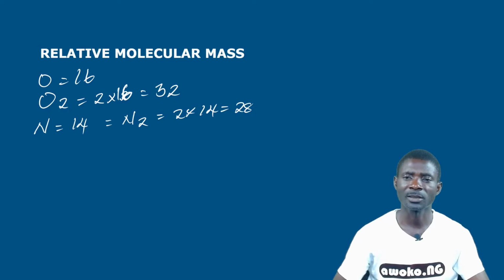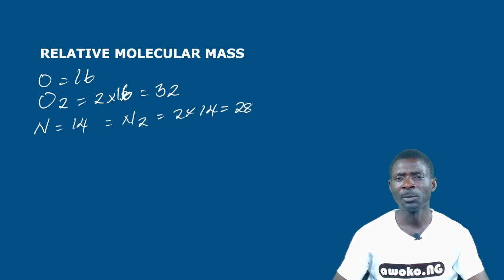Now let's take a look at relative molecular masses of compounds. How do you obtain the relative molecular masses of compounds? You simply obtain it by summing together the relative atomic masses of the component elements that make up the compound.